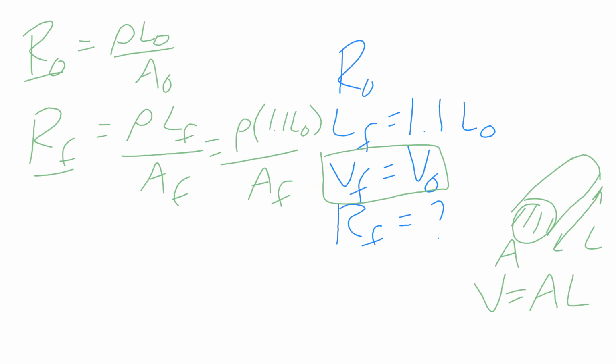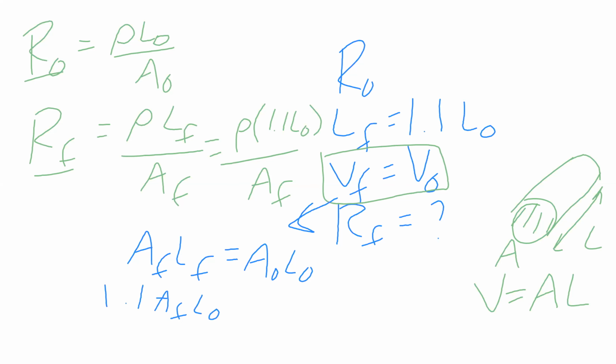So in this case, I could replace volume final and volume initial with area final times length final, and set that equal to area initial times length initial. I do not know any of these values, but I do have a relationship between the two lengths, so I can make that substitution as well. I'll have 1.1 area final times length initial is equal to area initial times length initial. And now I'm kind of cooking.